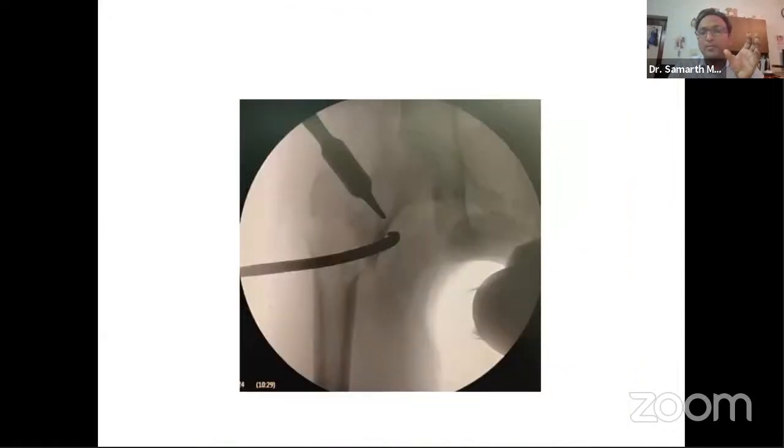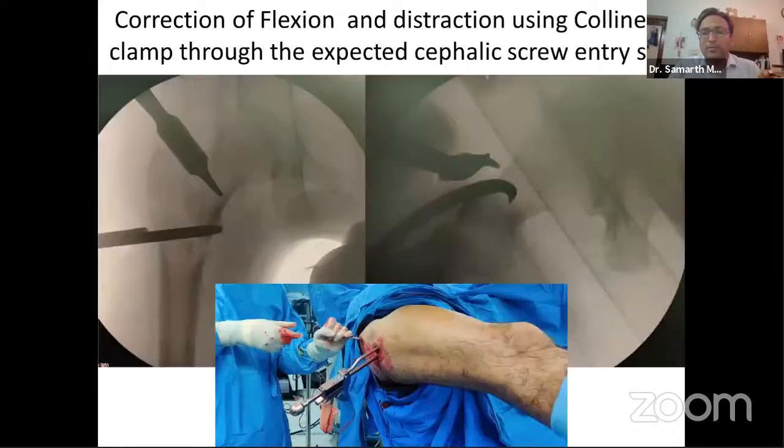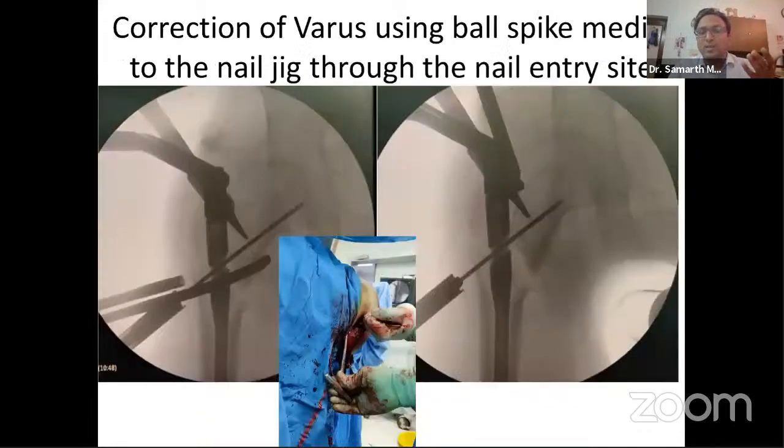And this is the time that I brought in the collinear reduction clamp. With the collinear reduction clamp, I brought the fracture in place. And once the fracture was good in AP and lateral view, this is the clinical picture there. And then I started reaming for the nail.